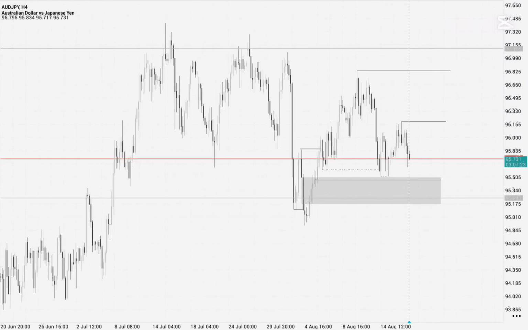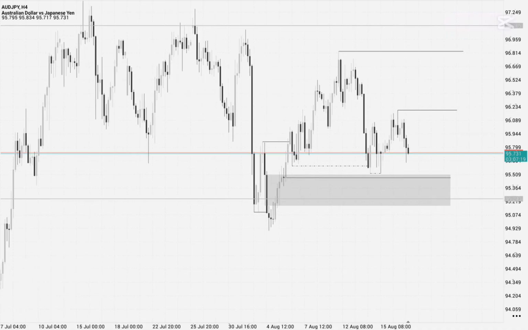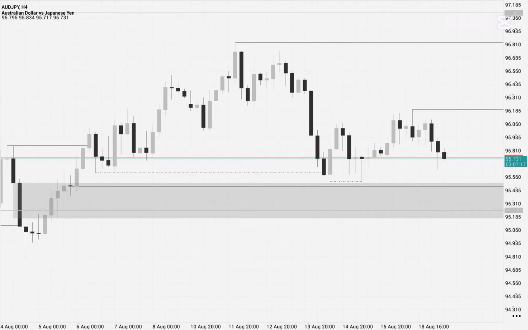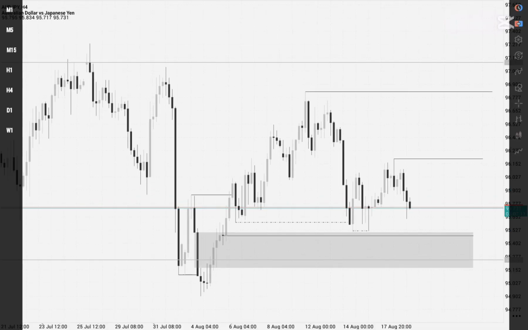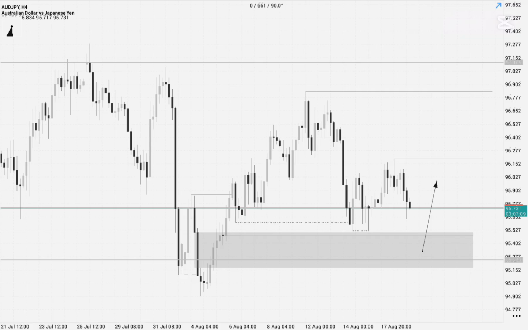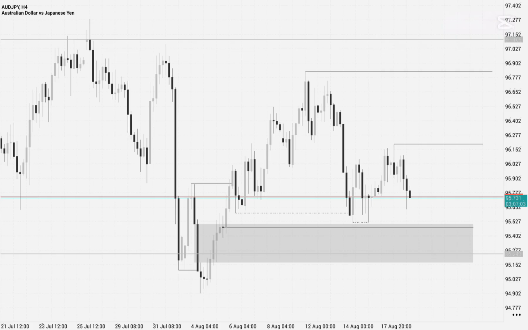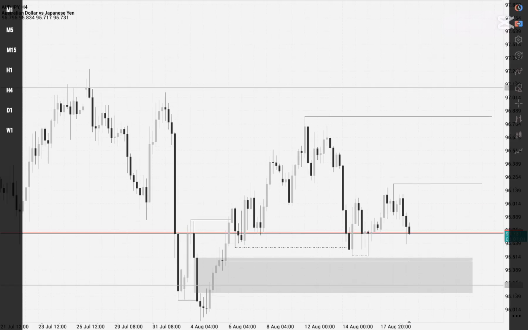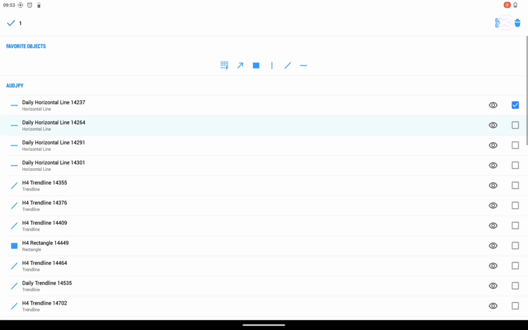Hello guys, so join me to analyze AUDJPY. I've already done the analysis. I'm anticipating a buy from this zone, upwards to this zone, this horizontal line there. So let me just break it down on how I got to that level, that point.